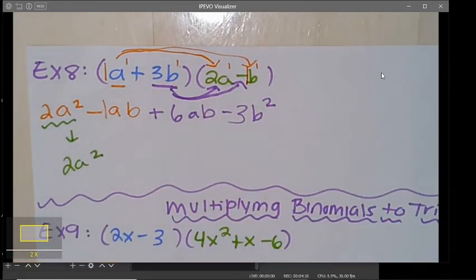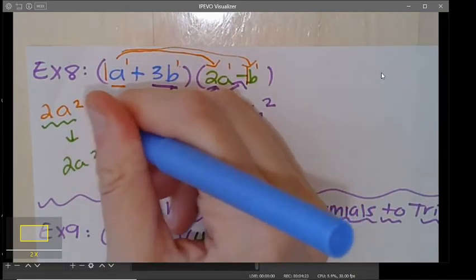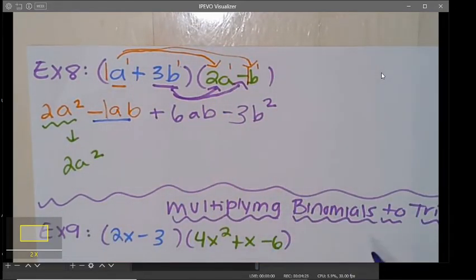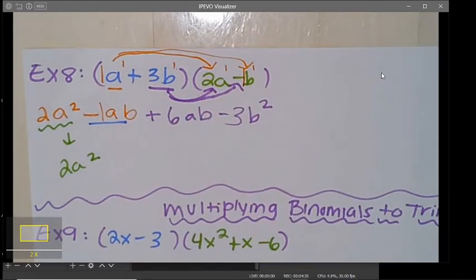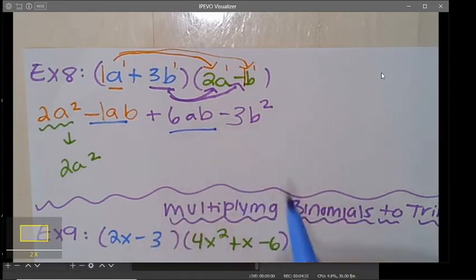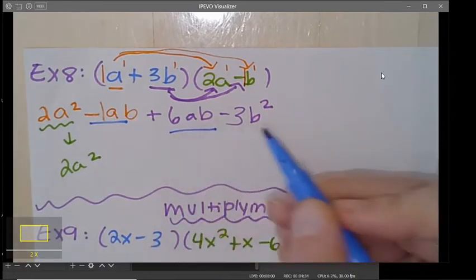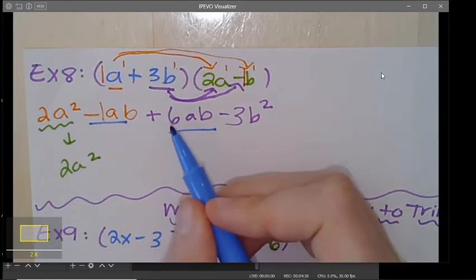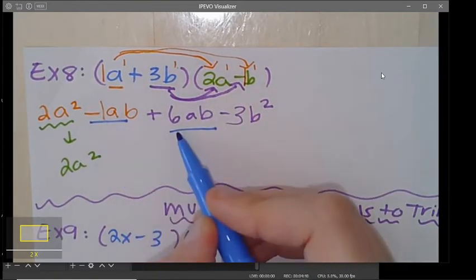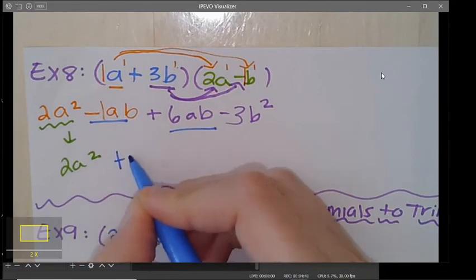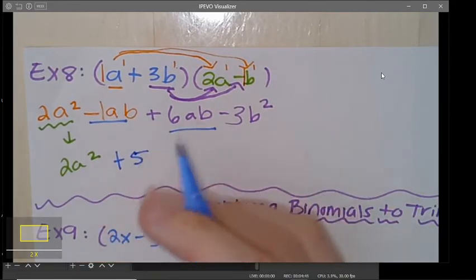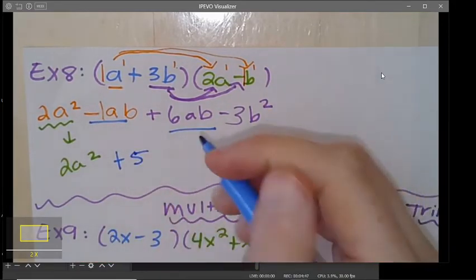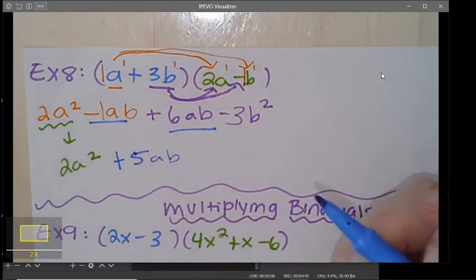Okay, my next term I spot, if I go from left to right, would be this AB term. So I'm looking for other terms that also contain an A and a B, and they have to be to the first power. Which right here, look at that. I have another term that has an A and a B in it. So these are like terms. So I'm going to combine the coefficients, the numbers in front of the variables. So negative 1 plus 6 is a positive 5. And then remember, you don't touch the exponent, so it'd be 5AB.